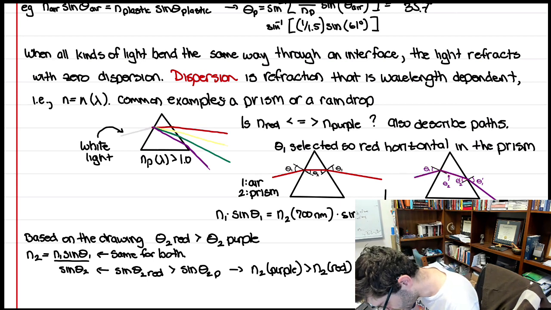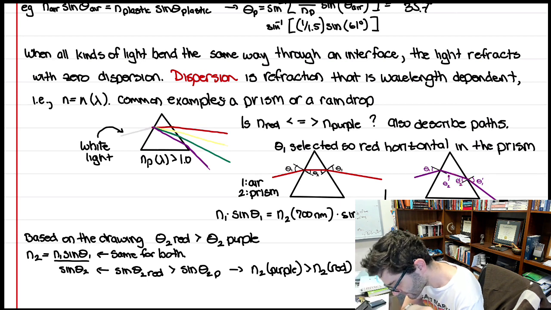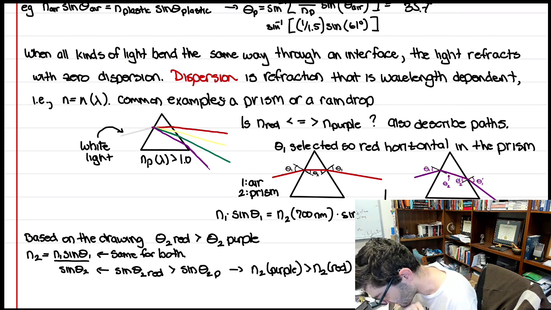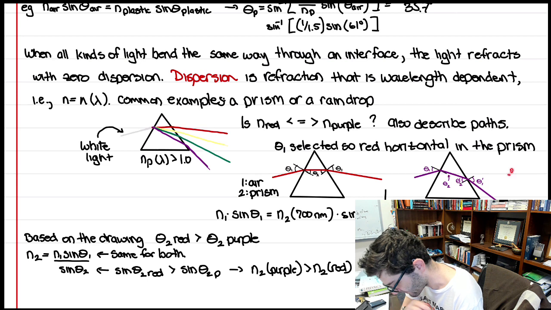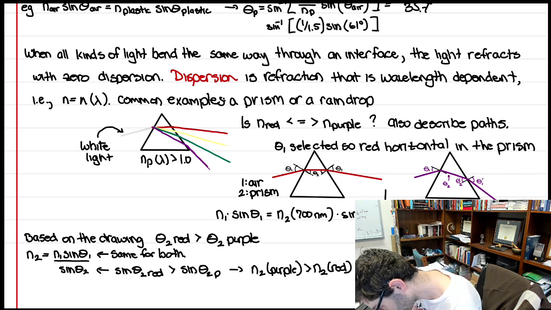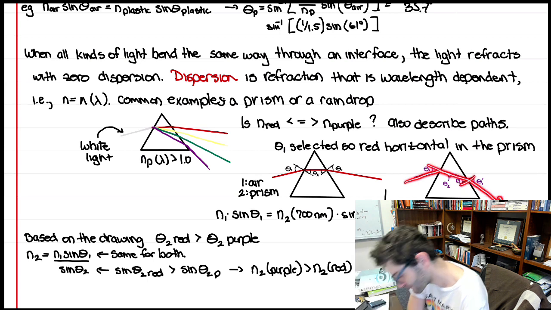Then again, I eventually hit this interface at a different angle, so there's some incident angle. And then I'm going from a really high index of refraction to a low index of refraction, so I'm really going to bend away from the normal. So here, bend towards the normal, then here, bend away from the normal, the normal vectors being that and that.